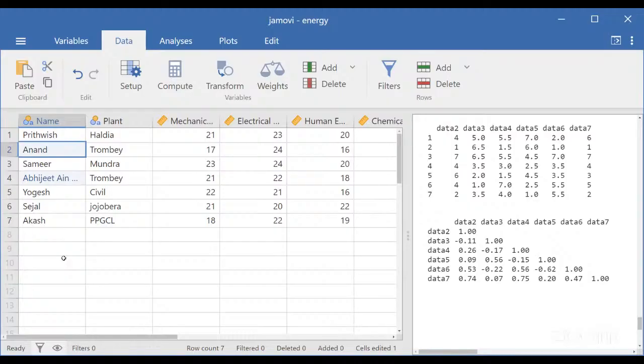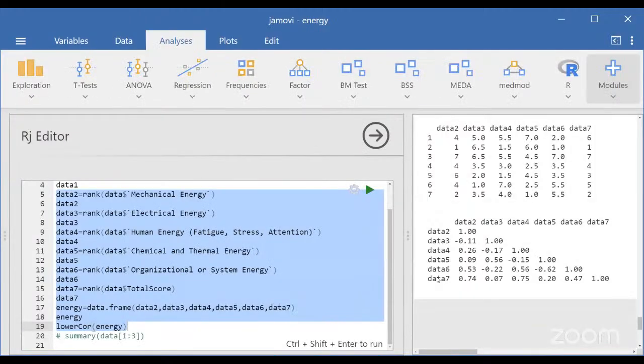If the scoring pattern is there, because your plants are different, but your ideas are similar. So data 6 and data 7 are highly correlated. Data 7 means a total score, no? No. Data 7 is total score. Yes, data 7 is total score.